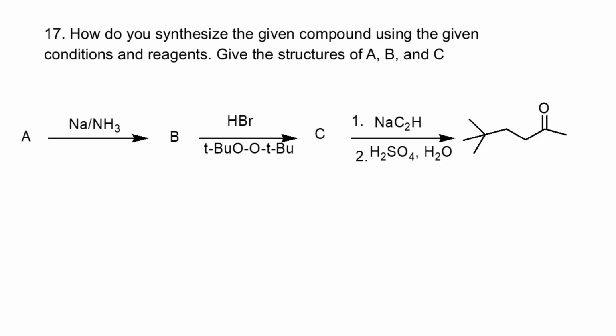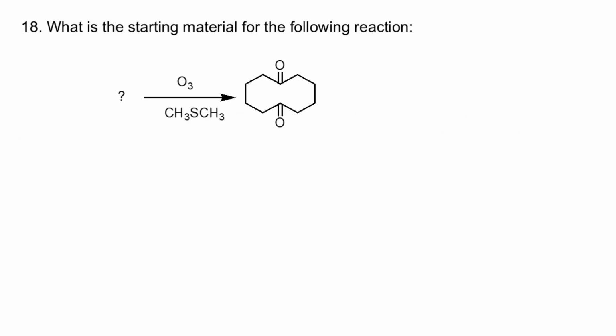And number 17, how do you synthesize the given compound using the given conditions and reagents? Give structures A, B, C. So A is treated with dissolved metal. Remember what a dissolved metal is. You get B. B undergoes a free radical addition of HBr, peroxide addition of HBr, and identify compound C. Compound C would be alkylated, and 18 is ozonolysis, to give the starting material to get that product right there.